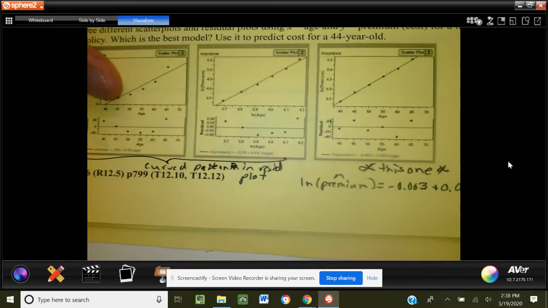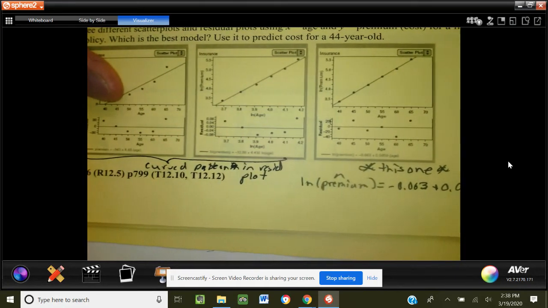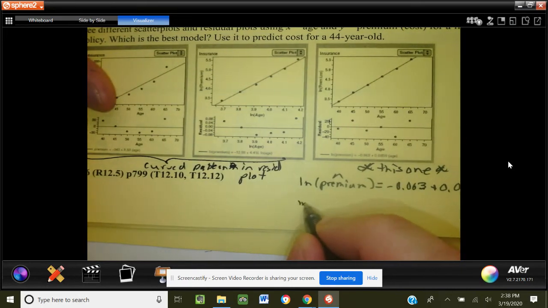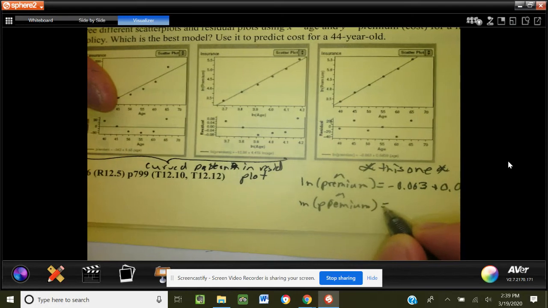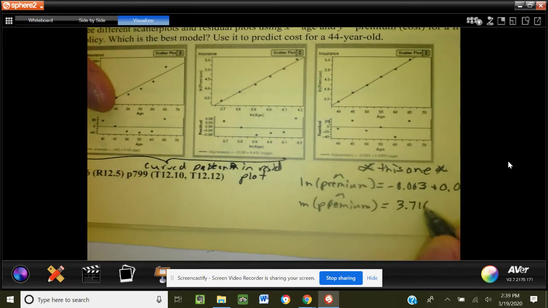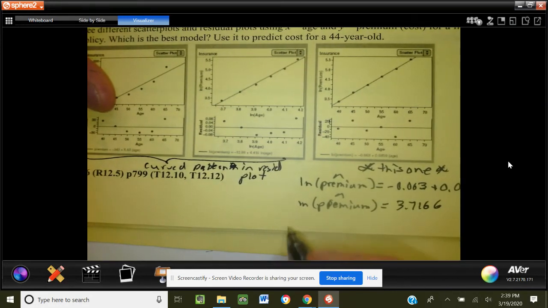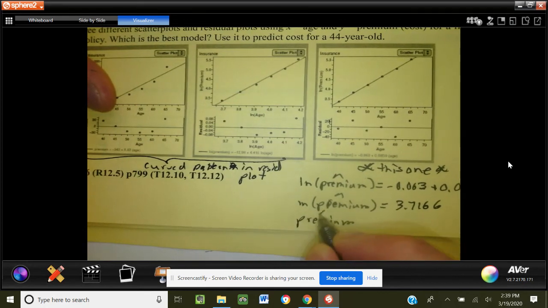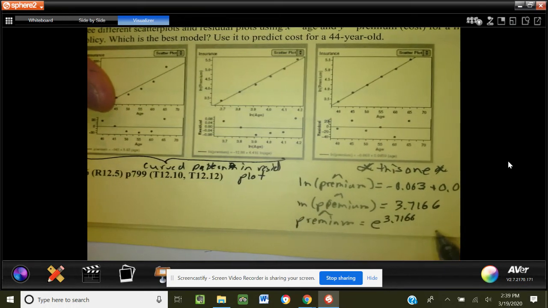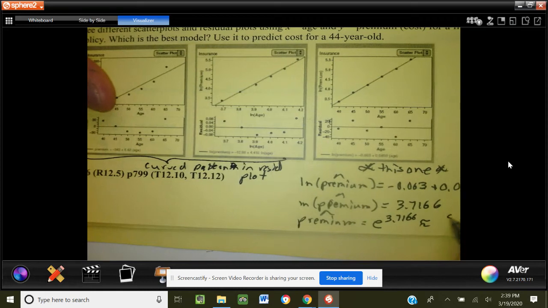All right, so if we plug in 44 for age, then the natural log of the predicted premium is equal to about 3.7166. So the predicted premium, since that's a natural log, would be e to the power of 3.7166, which is about 4112.